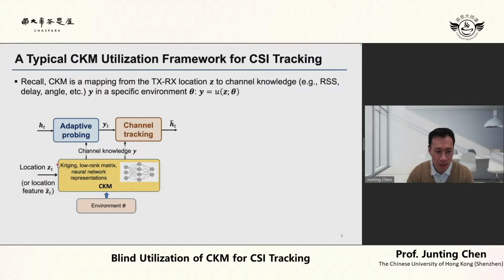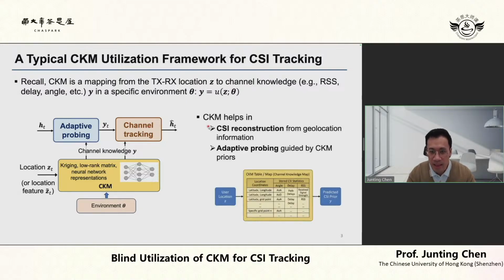Now, to use the CKM to assist channel tracking, we can think of this pipeline. The first row illustrates the conventional pipeline for channel tracking, where this is the channel to be estimated, and the system could adopt some probing strategy. For example, it sends out some beamformed pilots to acquire some pilot observation at the user, and then the user can run some channel estimation or tracking algorithm to estimate the channel. If we have a CKM, say if we know the position, or we may not know the exact position, but we may know some location feature of the current location, then we can check the CKM to find out any prior information of the channel.